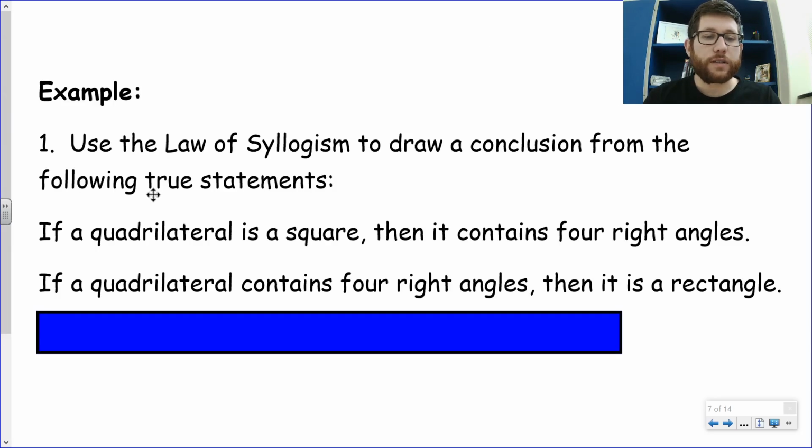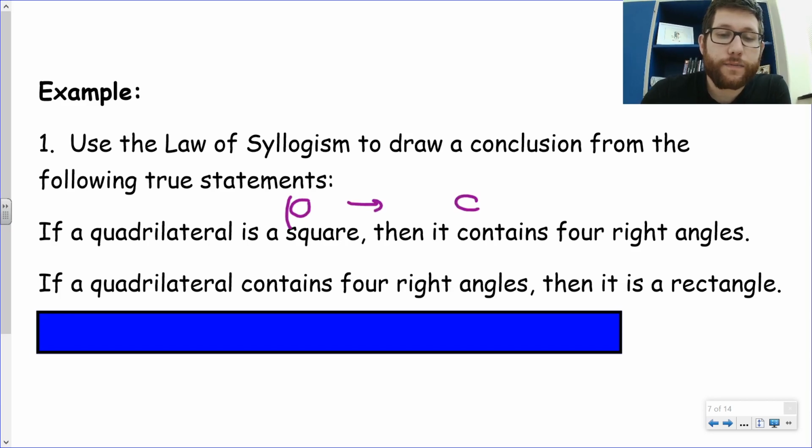Actually, let's just look at an example here. Okay, if a quadrilateral is a square, then it contains 4 right angles. So this would be my P statement implies Q. If a quadrilateral contains 4 right angles, so that's my Q, implies then it's a rectangle, P. Or I'm sorry, not P. Q implies R. Okay?